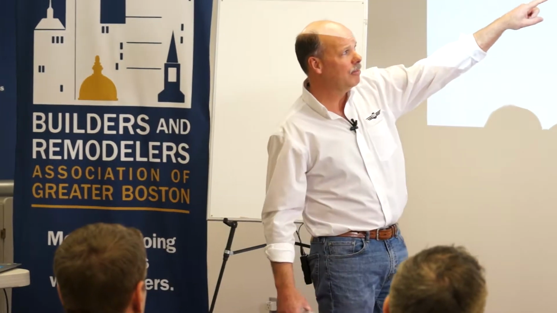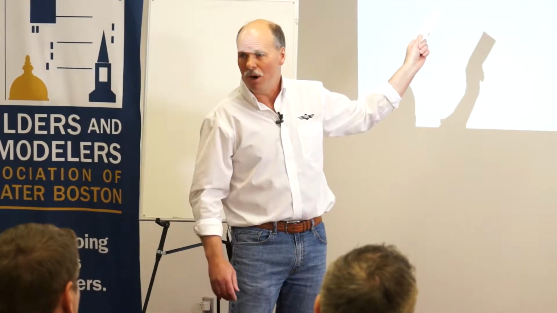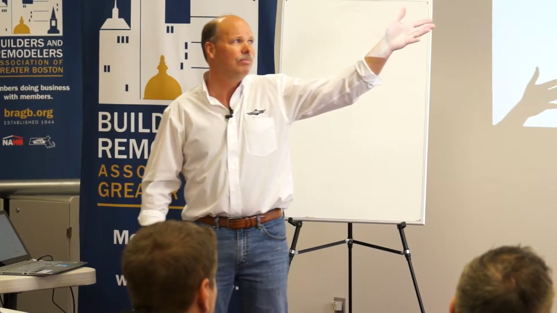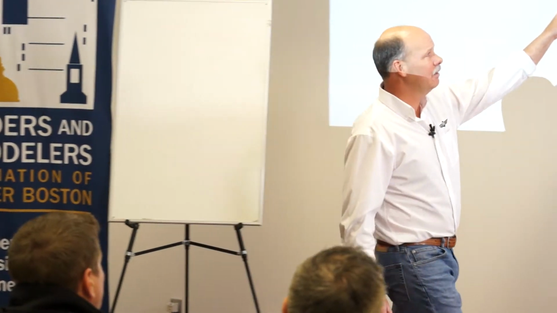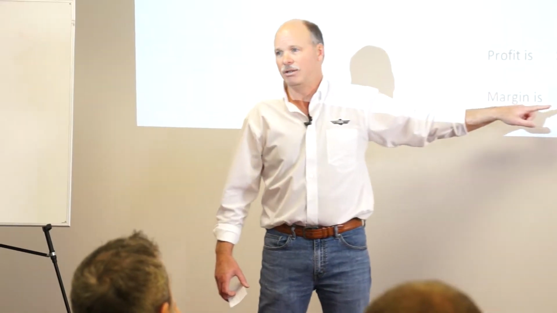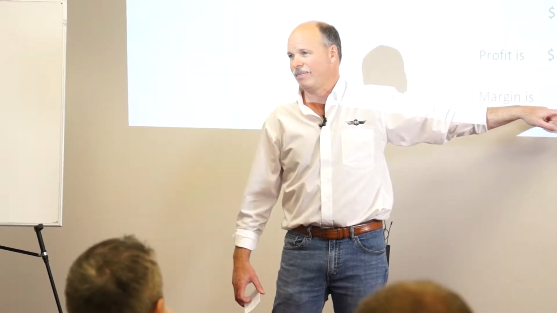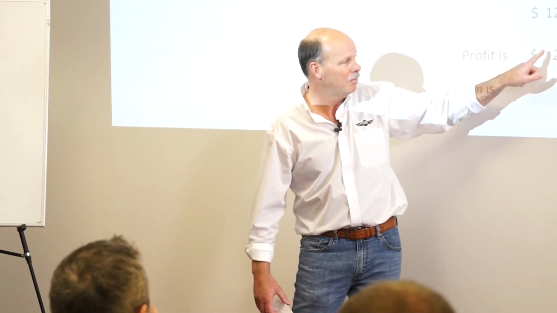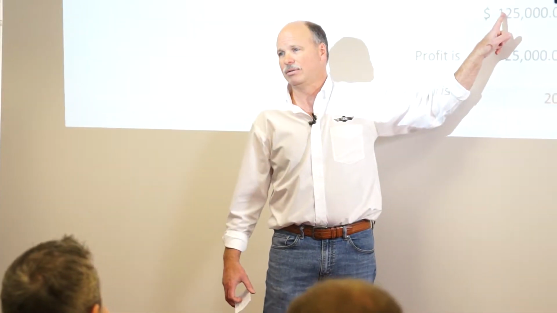If the total estimated job costs are $100,000 and you want a 25% markup, right? If you want to, at the end of the day, you've figured that you're going to do $100,000 worth of work and you want to make a 25% margin on that work. If you mark it up by 25%, you're going to get to $125,000. Your profit is $25,000. Your margin is 20%. Because your margin is your profit divided by your revenue.